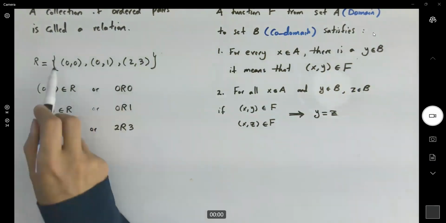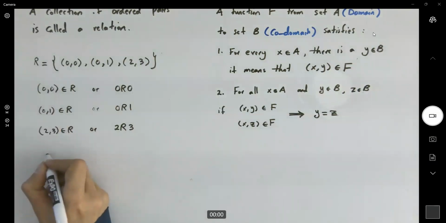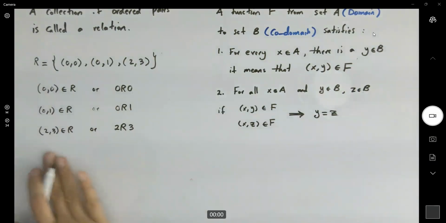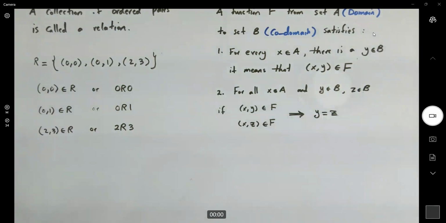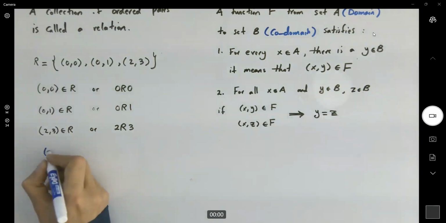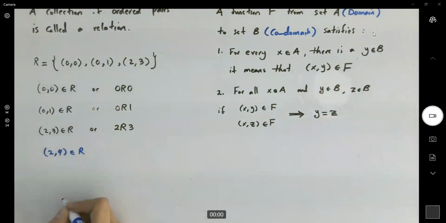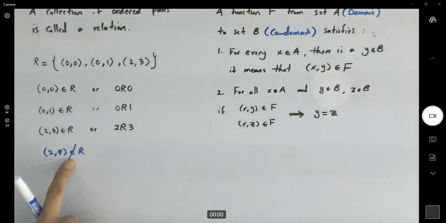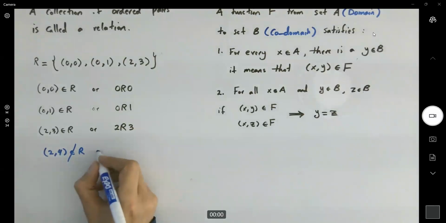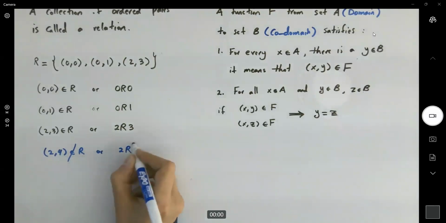Well, since we don't have any other points, if I give you (2, 4), let me use a different color. If I write down (2, 4), does this belong to relation R? We don't have it here. So you're going to say, hey, (2, 4) is not a member of R, or 2 is not related to 4.